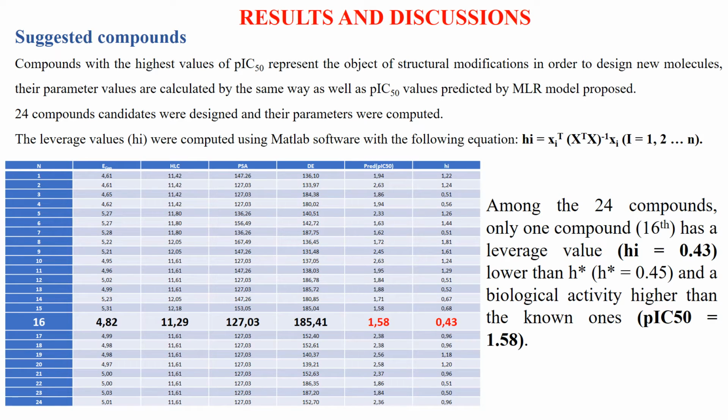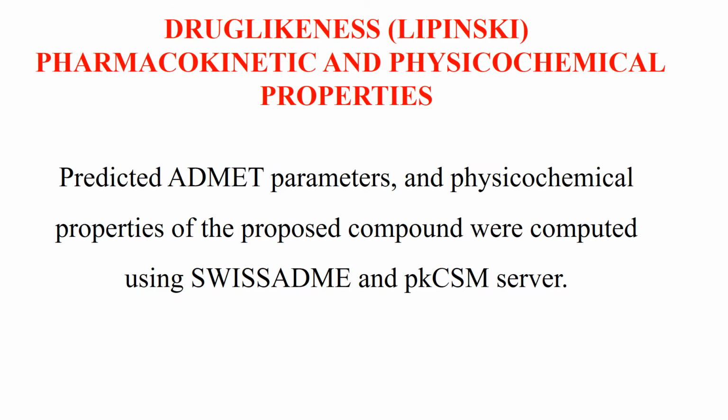24 compounds were designed based on the most active elements in the series of the 33 compounds. They represented the object of structural modifications in order to design new molecules. Among the 24 compounds, only one compound, which is the 16th, has a leverage value equal to 0.43, lower than the warning leverage, which is 0.45, and a biological activity higher than the known ones, which is equal to 1.58.